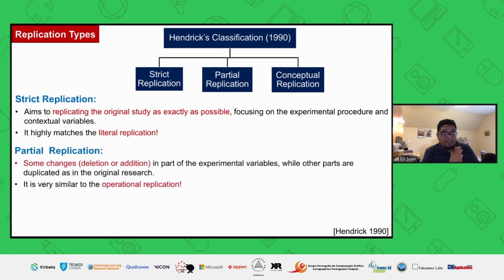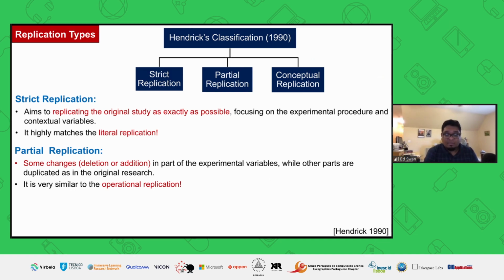The second is partial replication. That means you bring some changes to the main experimental method. The changes can be slight, like adding or deleting some independent or dependent variables, or slight changes in the experimental design, to see how well you can replicate the previous study and whether you get any new findings. You replicate the previous work, but slightly change some experimental variables, adding some or deleting some part of the experiment.